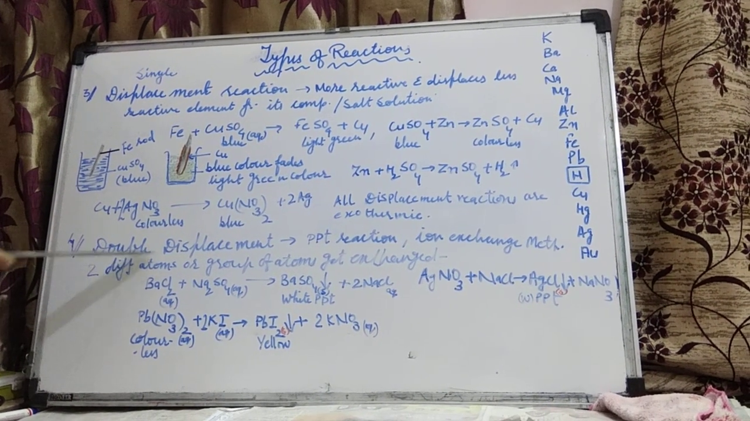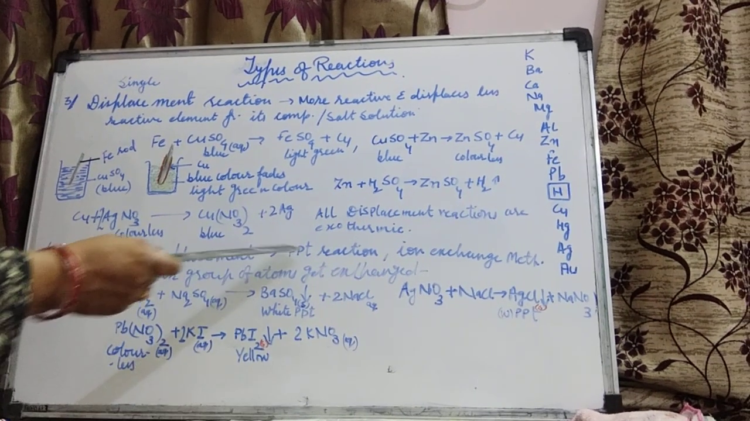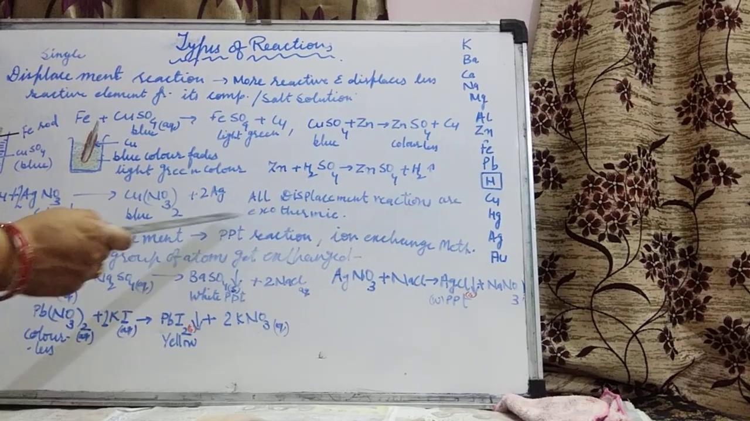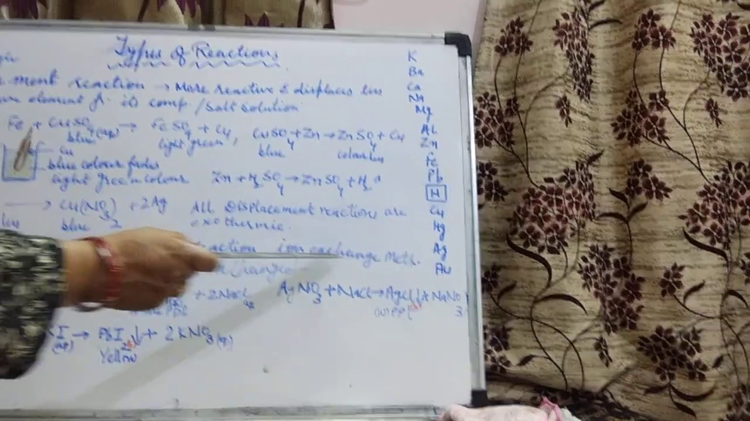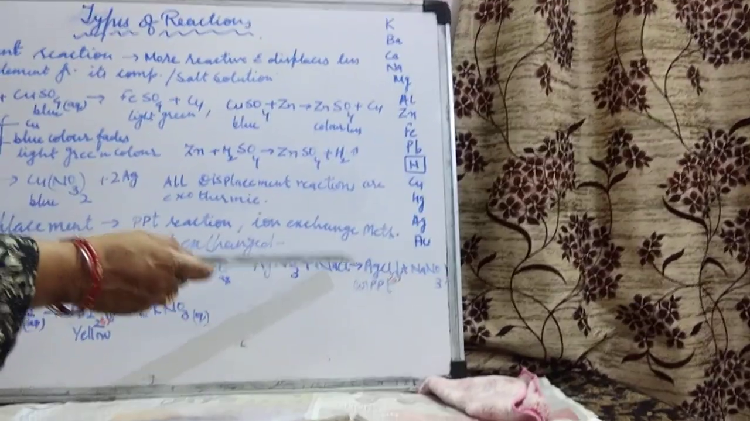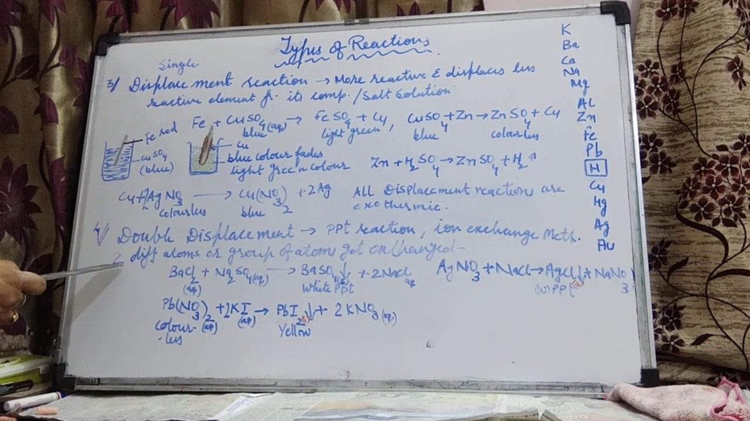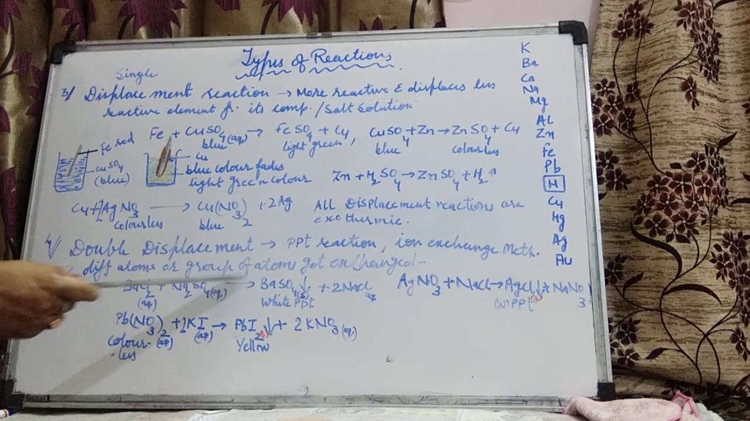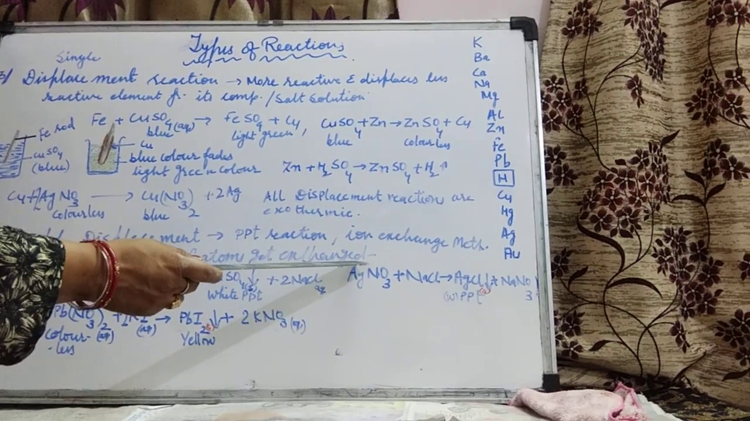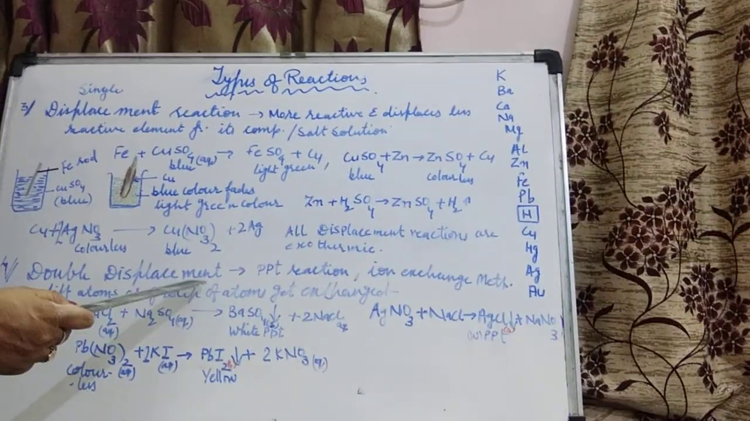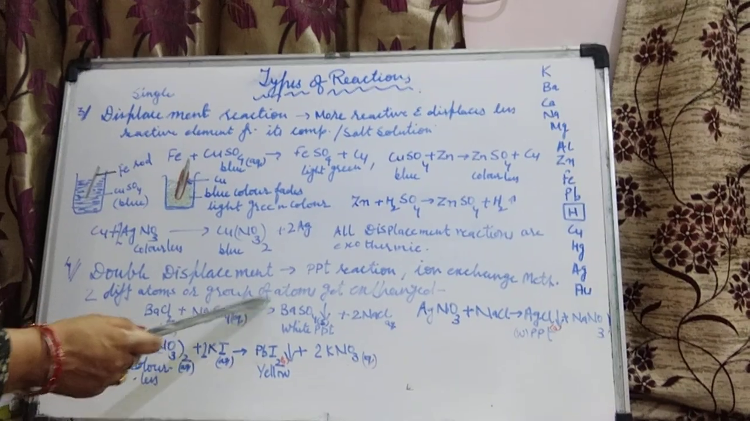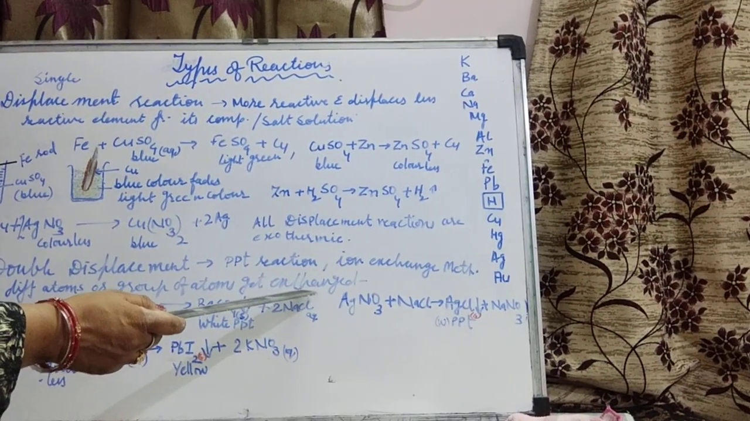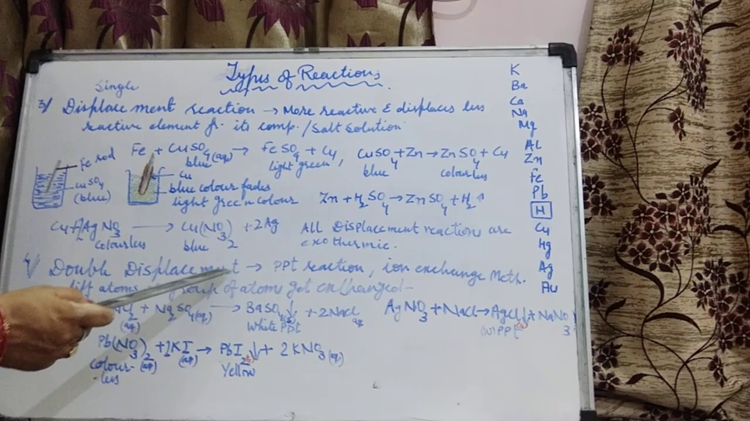Remember students, these double displacement reactions are also called precipitation reactions because in them a precipitate is obtained, and they are also called the ion exchange method. Mutual exchange of ions takes place. Two elements get displaced. Here I have written that two different atoms or groups of atoms get exchanged in the double displacement reaction. So we can define it: a reaction in which two different atoms or groups of atoms get exchanged is called a double displacement reaction.